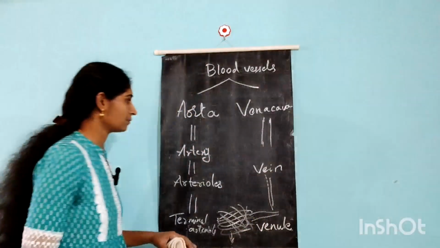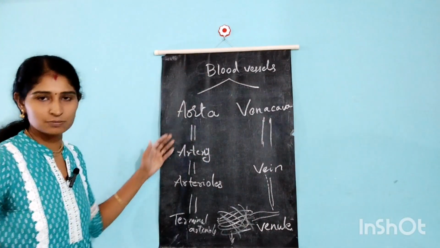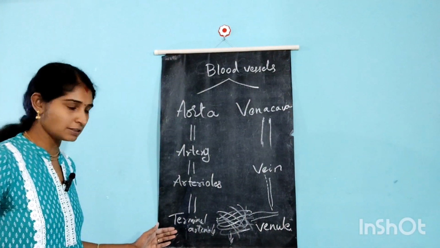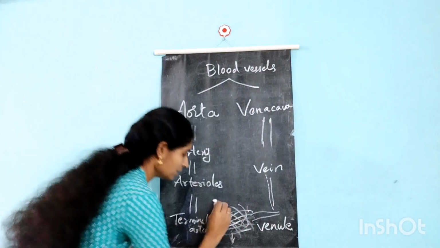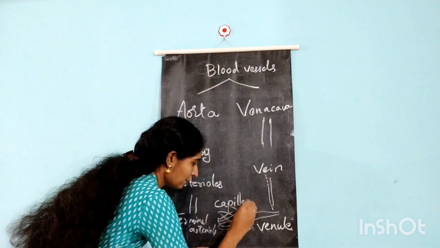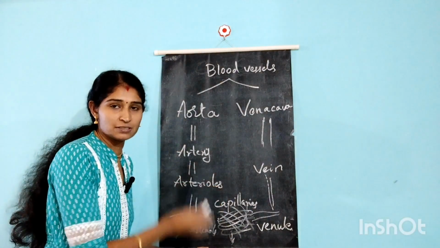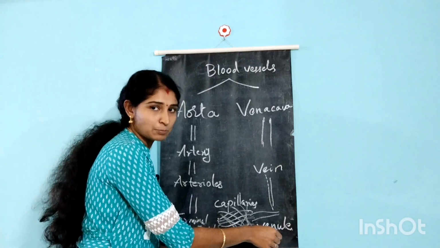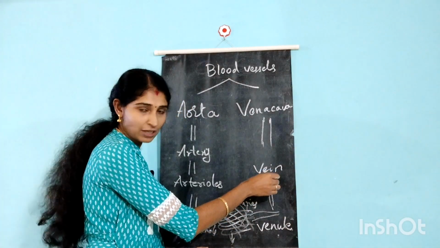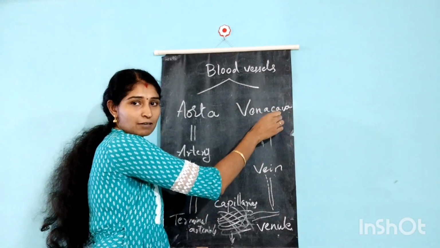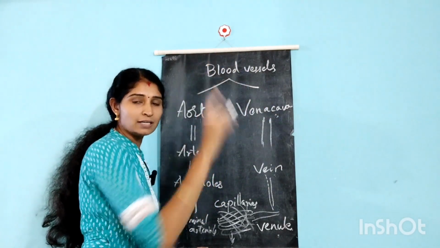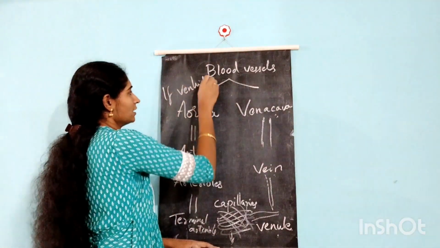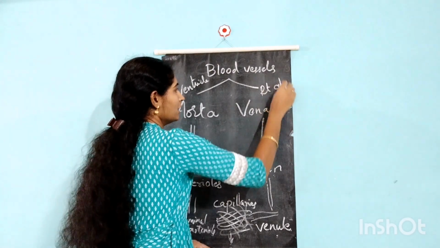So how does the circulation take place after the aorta? From aorta it moves into the arteries, from arteries to the arterioles, arterioles to the terminal arterioles, and from there to the capillaries. At the level of capillaries, the exchange takes place. From capillaries, the deoxygenated blood moves into the venule, from venule into the vein, from veins into the vena cava, and from vena cava it comes back to the right atrium. It starts from the left ventricle and ends at the right atrium.